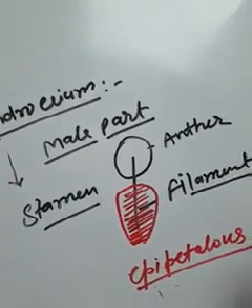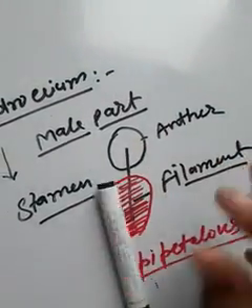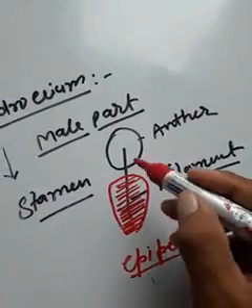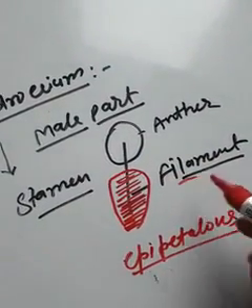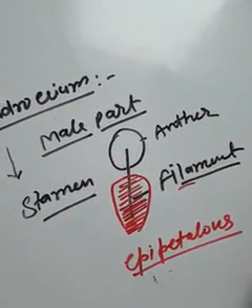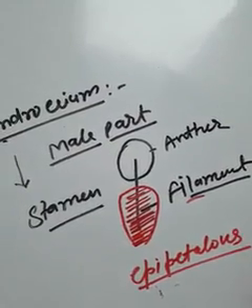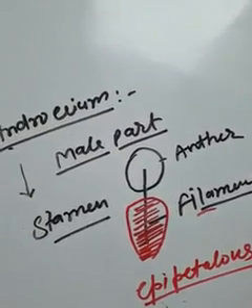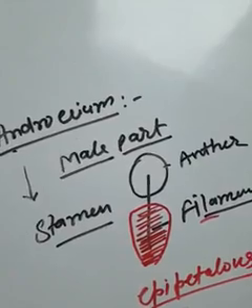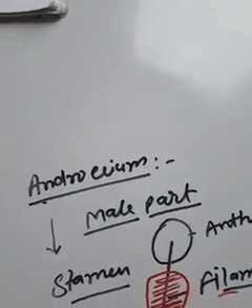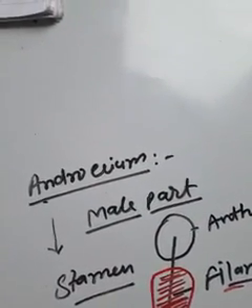In the structure of the stamen, it has a lobe-shaped structure, the anther, and that anther is attached with the help of the filament. This is a part of the flower, the male part of the flower. After that, we will discuss the female part of the flower.